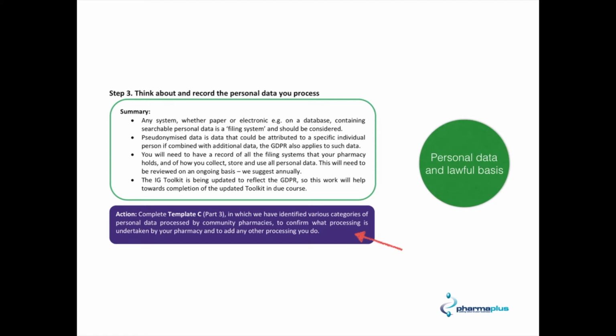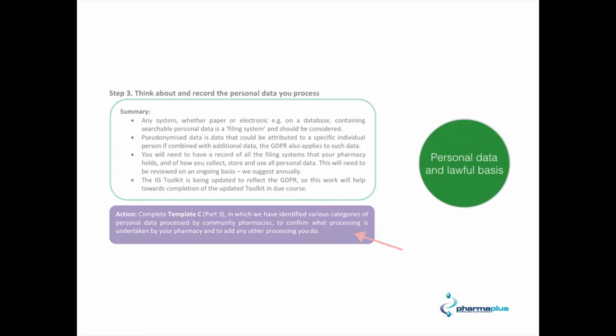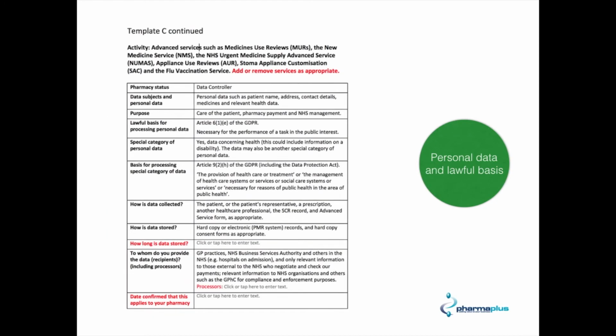So for example, if I'm looking at advanced services, the good thing is that the template that the PSNC and all the other bodies have created has got all the information already pre-populated in there for you for advanced services. There are a few bits in red, for example, that you'll need to amend, but nothing too serious. The lawful basis behind advanced services is already pre-populated here.